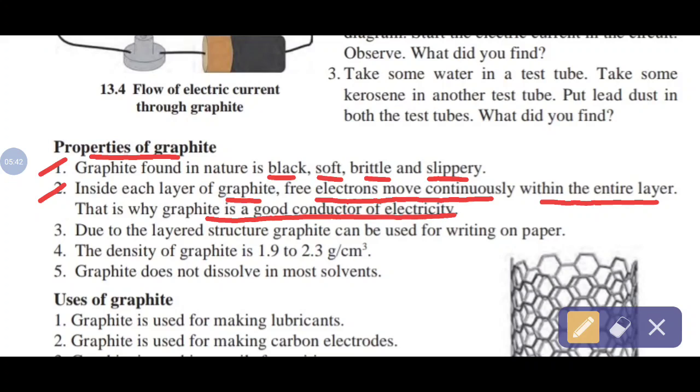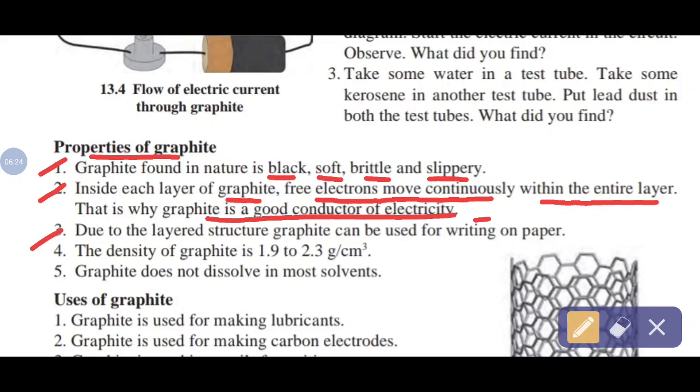Now see what is the magic in nature. Graphite, and last time we learned about the diamond. Both are allotropes of carbon. Both are made up from carbon atoms. But the diamond is what? Bad conductor of electricity, because no free electrons are present in diamond. Exactly opposite here. Free electrons move continuously in graphite layers, and that's why graphite is a good conductor of electricity. Remember this concept.